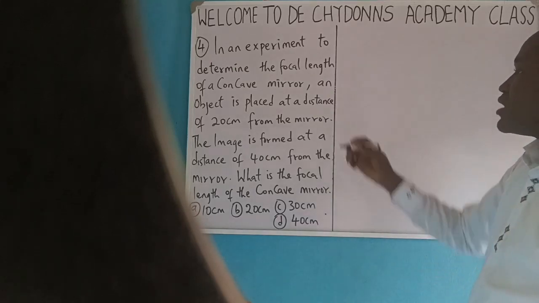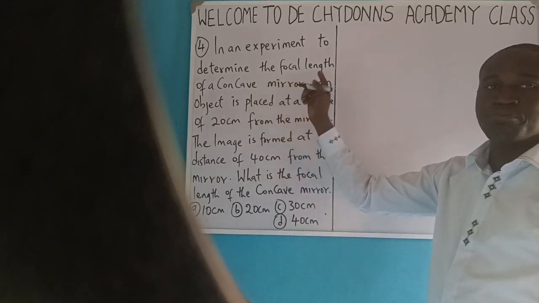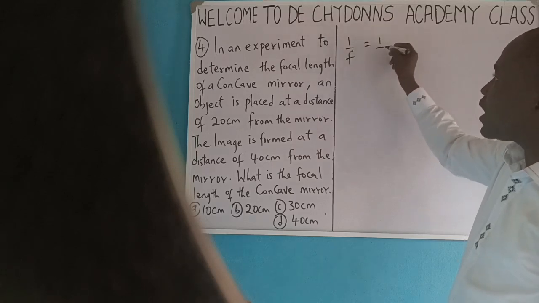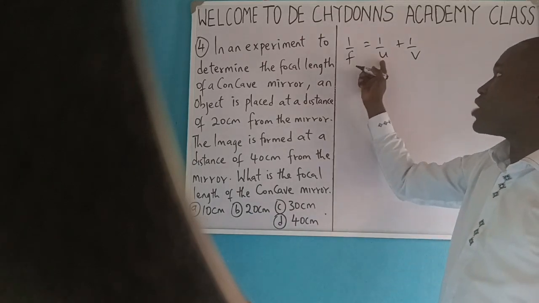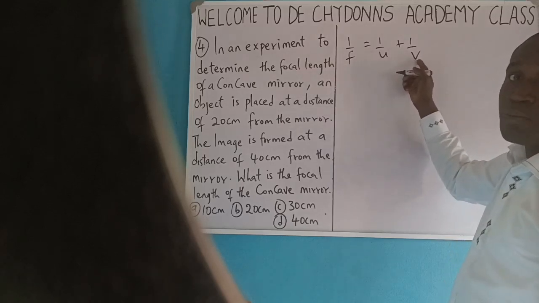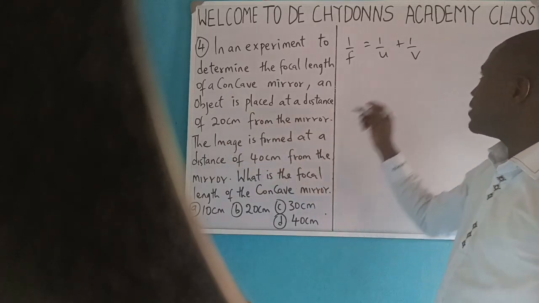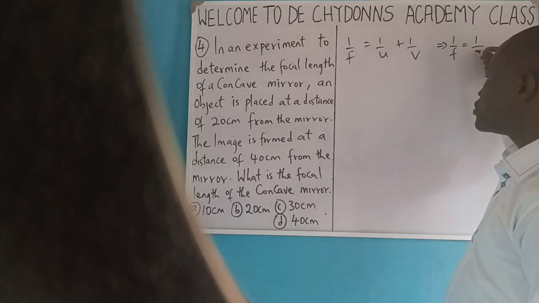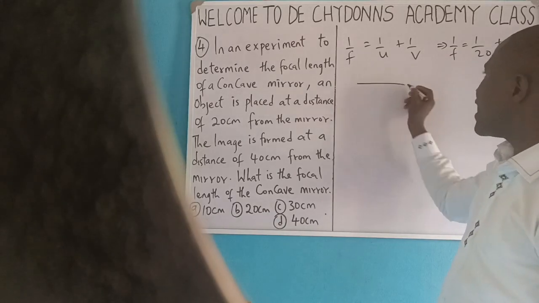Now, when you are given this question, ask yourself, which experiment is this question coming from? Concave mirror experiment. And you recall in the concave mirror experiment, we have this formula there, where U is the object distance, F the focal length, V the image distance. And so we are given the object distance and the image distance. That means 1 over f is equal to 1 over 20 plus 1 over 40. I will be looking for their LCM.